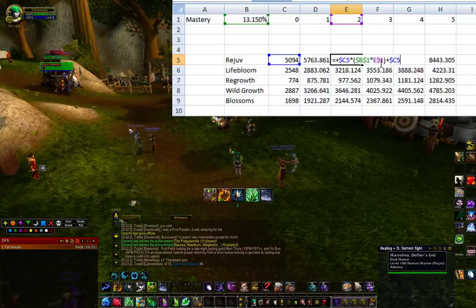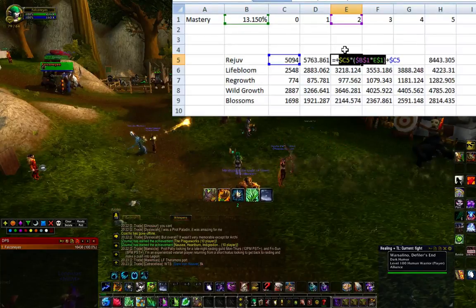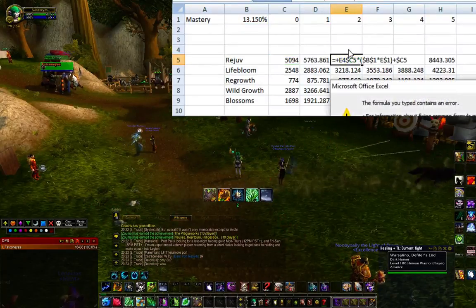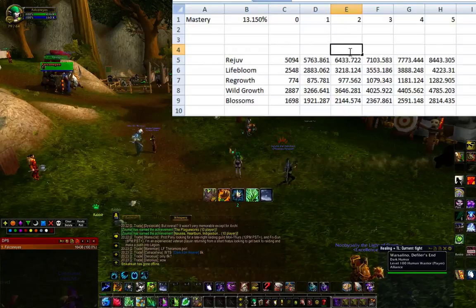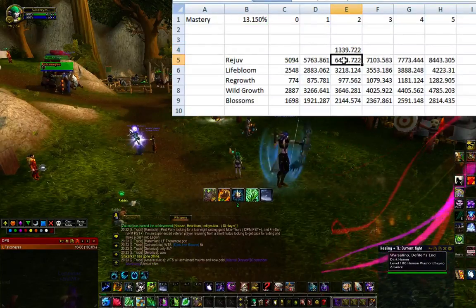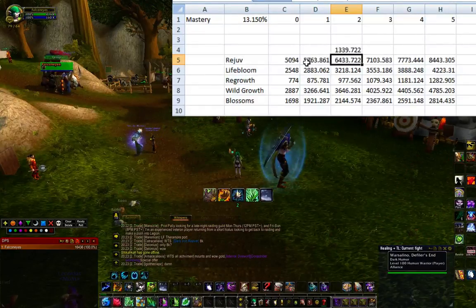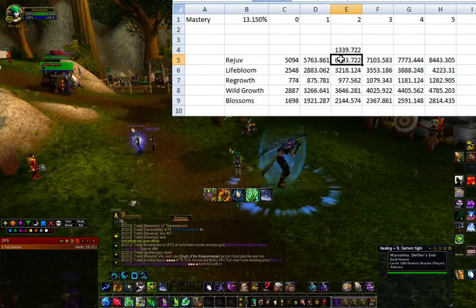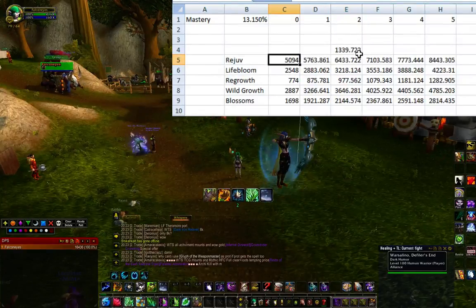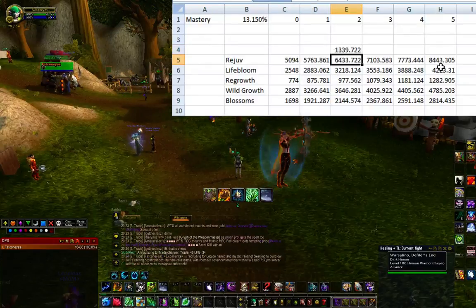So if we were to take this part out and put it here, we see that the bonus amount is 1,339.72. Right, so if you add those two together, at 5,094 plus this 1,339, you will get that amount.